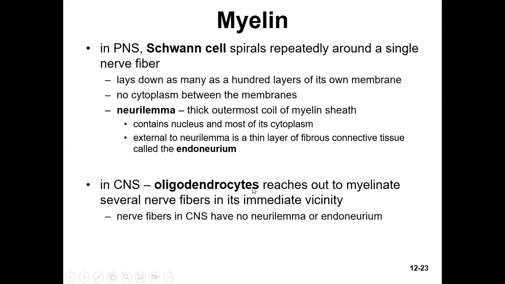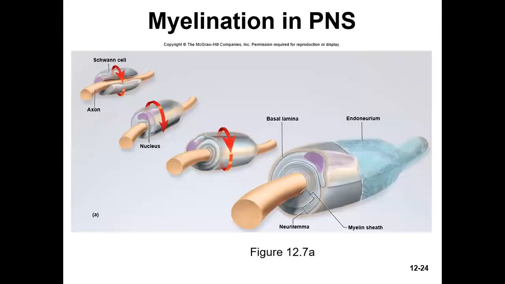In the CNS, we noticed on that picture that we just looked at a couple slides ago that the oligodendrocytes will reach out to myelinate many fibers, whereas in the PNS, the Schwann cells are specific to one. The nerve fibers in the CNS have no neurolemma or endoneurium. So that's another contrasting difference.